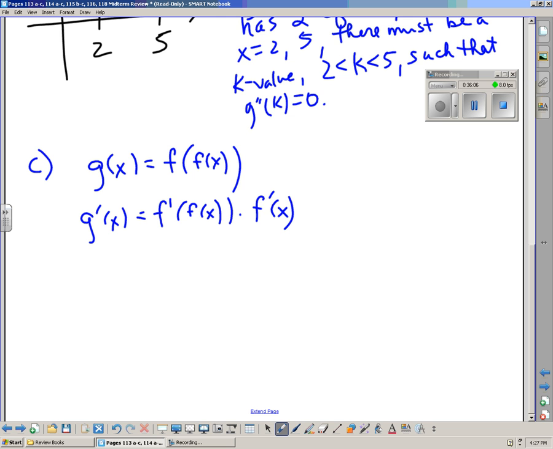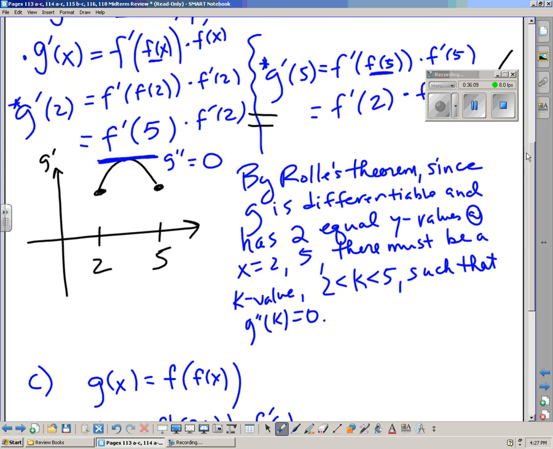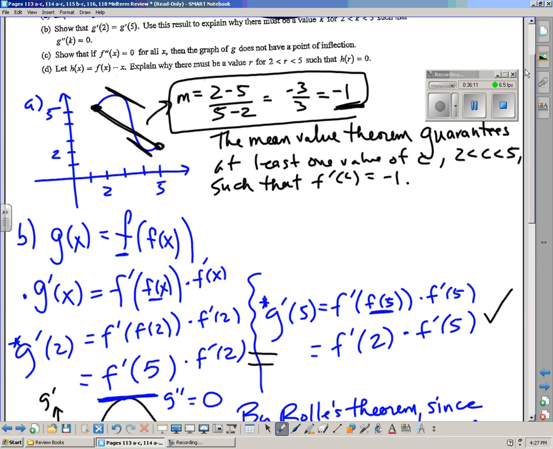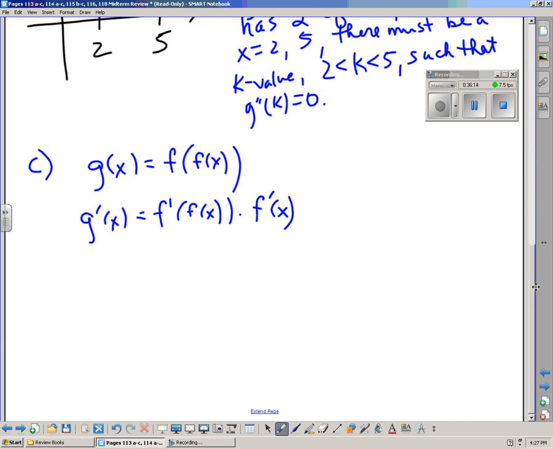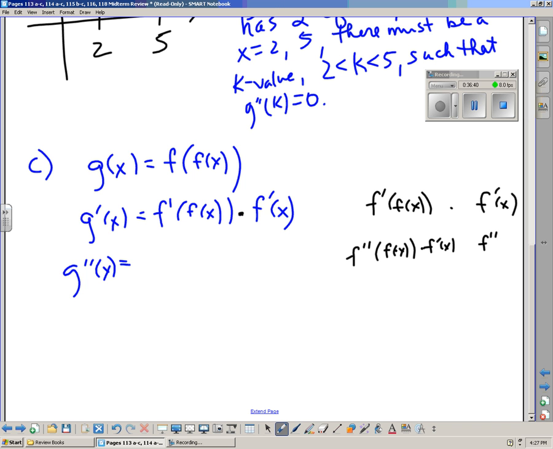If we're going to ask about the graph of g having inflection points, we have to know about g double prime. So g double prime of x is going to be something. But now we have a product rule that we have to take care of. So over here, we're going to do f prime of f of x, and then f prime of x. So f prime of something, the derivative of f prime of something is f double prime of the something times the derivative of the something, which is f prime. And the derivative of f prime is f double prime.